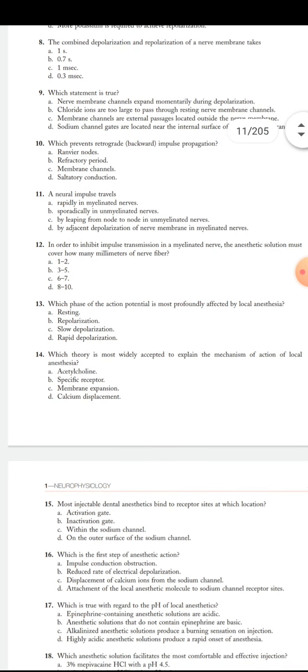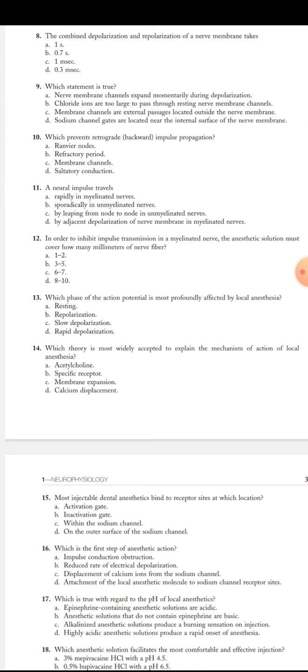Question number 14. Which theory is most widely accepted to explain the mechanism of action of local anesthesia? A. Acetylcholine theory. B. Specific receptor theory. C. Membrane expansion theory. D. Calcium displacement theory.